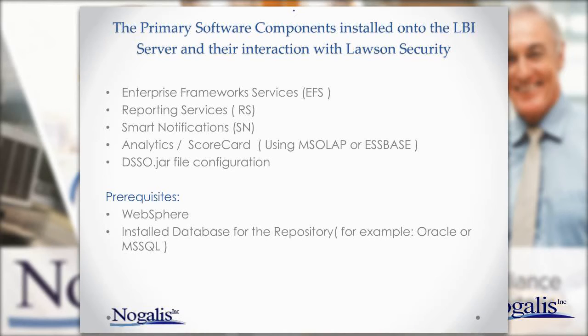Okay, now back toward the top of the slide. Enterprise Framework Services is the first piece of the install. It is an umbrella application that basically will contain reporting services, smart notifications, and analytics. At that time, the installer is going to configure the DSSO.jar file, and that's going to point the LBI server to a specific Lawson environment server. And that can be changed.